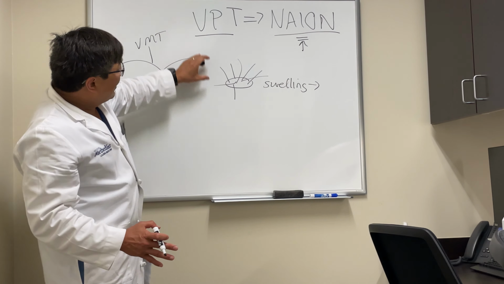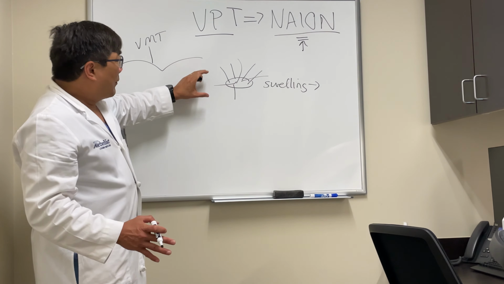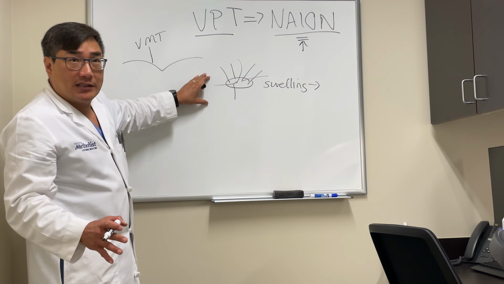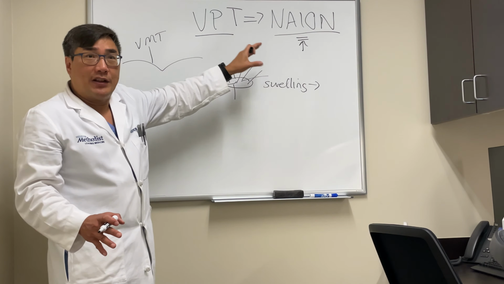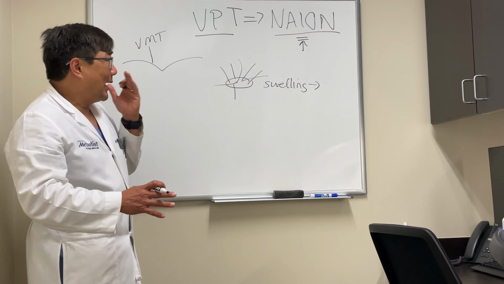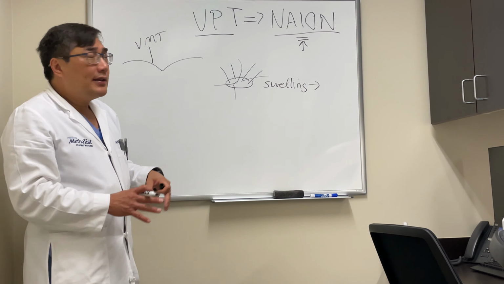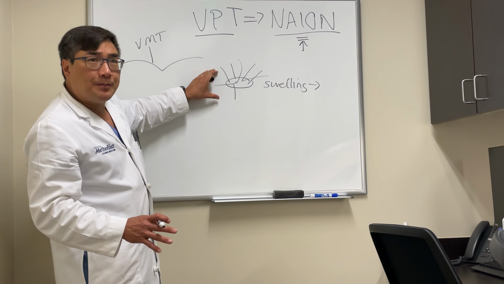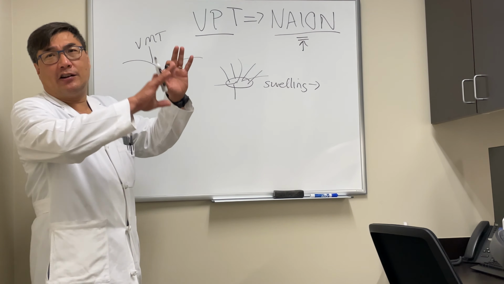However, VPT alone probably cannot explain all of NAION. Number one, we have OCTs through NAION patients, and not everybody has VPT. And number two, there are clearly risk factors for NAION that have nothing to do with VPT, like diabetes, high cholesterol, hypertension, post-surgical cases. And so VPT might represent a subset of some patients of NAION, but I don't think that VPT by itself can explain all of NAION.